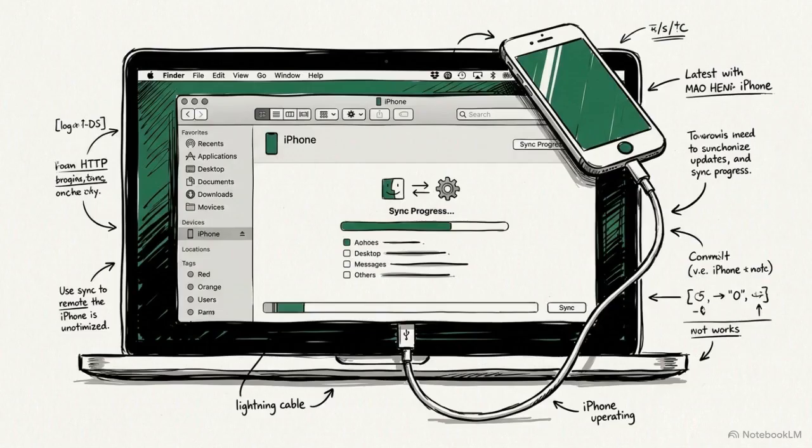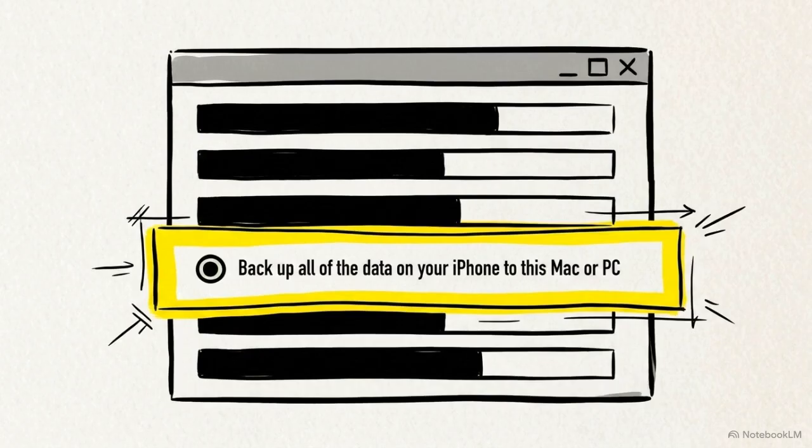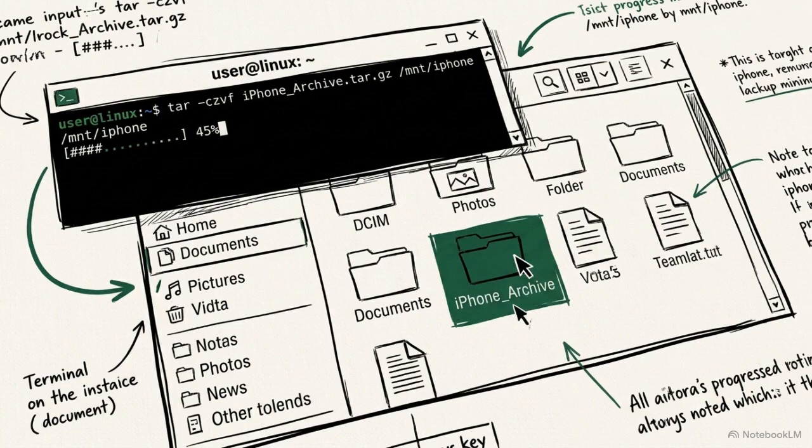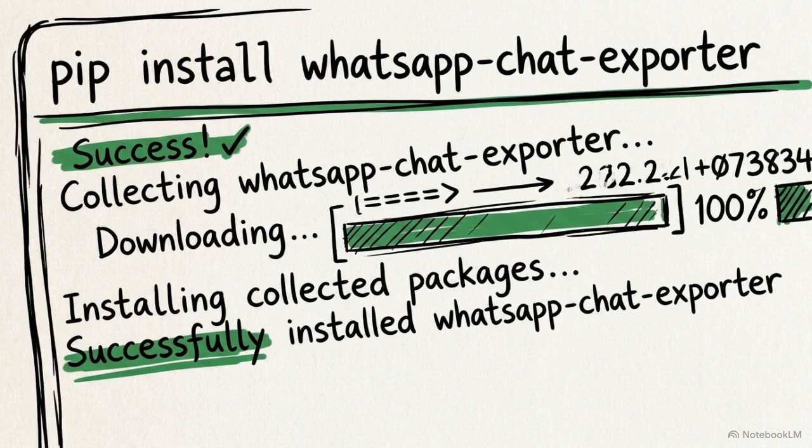When you connect your phone to that secondary computer, look at the device settings. You must explicitly select the option to back up all of the data on your iPhone to this Mac or PC. Getting that raw folder onto your own Linux file system is the absolute foundation of taking back ownership of your messages. With the backup secured, open your terminal.